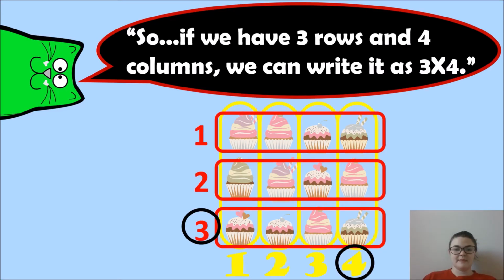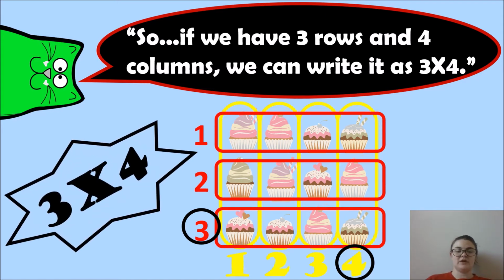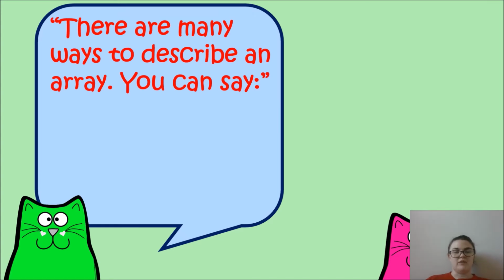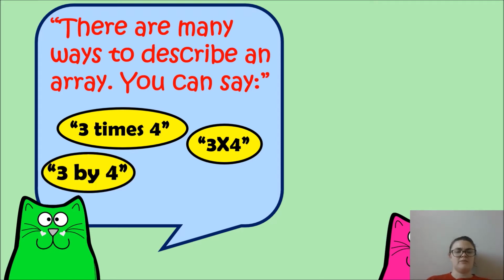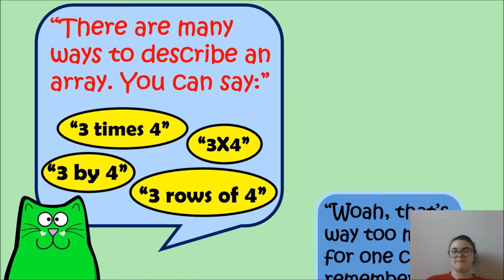Correct! So, if we have 3 rows and 4 columns, we can write it as 3 times 4. Like this, 1, 2, 3 rows, 1, 2, 3, 4 columns. That would be 3 times 4. 3 times 4, or 3 by 4, or 3 x 4. There are many ways to describe an array. You can say 3 times 4, 3 by 4, 3 x 4, or 3 rows of 4.